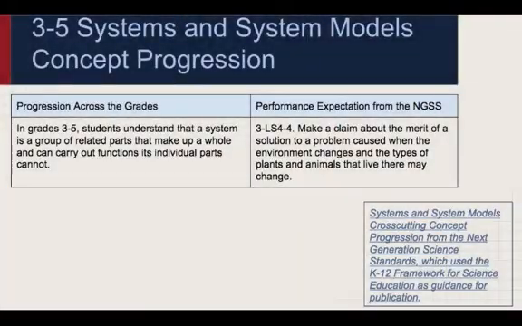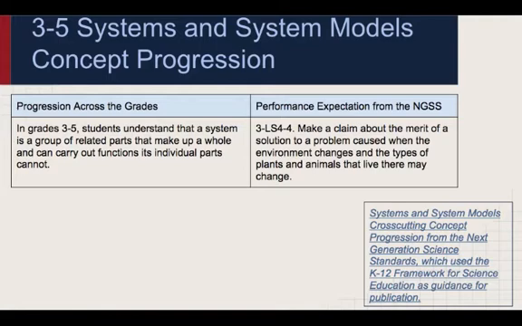In grades 3 through 5, students understand that a system is a group of related parts that make up a whole and can carry out functions its individual parts cannot. Make a claim about the merit of a solution to a problem caused when the environment changes and the types of plants and animals that live there may change.